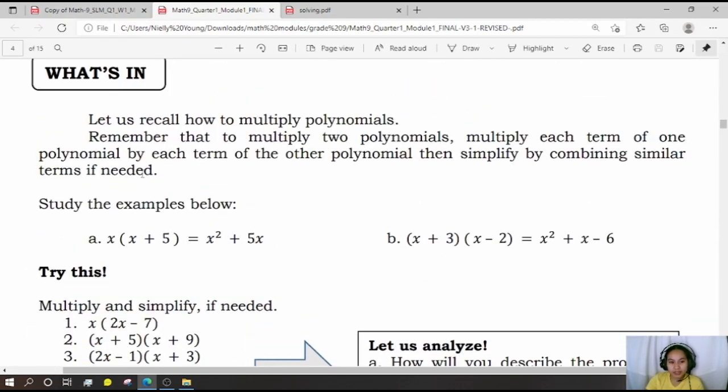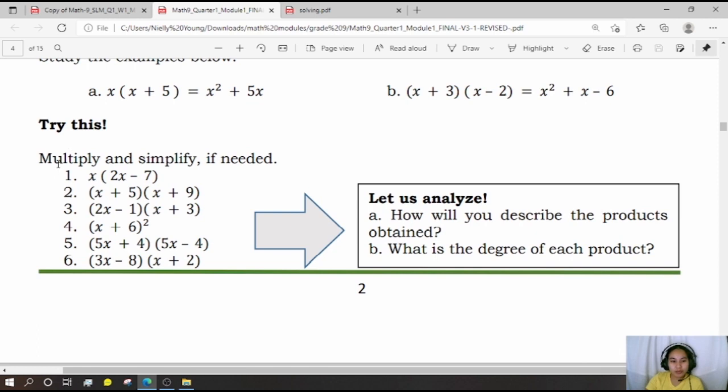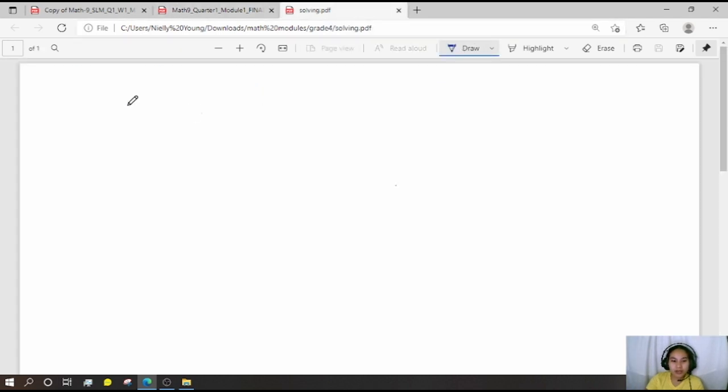What's in? Okay. So let us recall how to multiply polynomials. Try this. Multiply and simplify if needed. Number 1 is x times 2x minus 7.